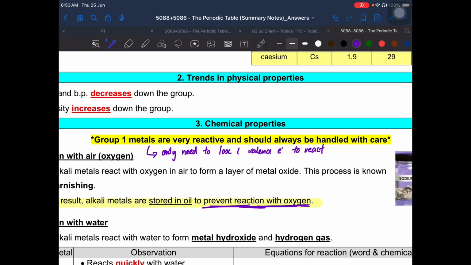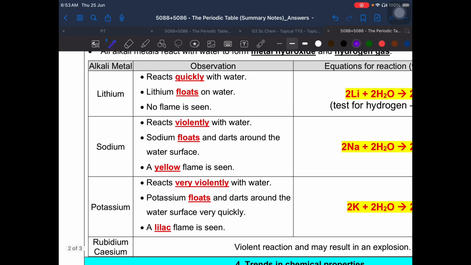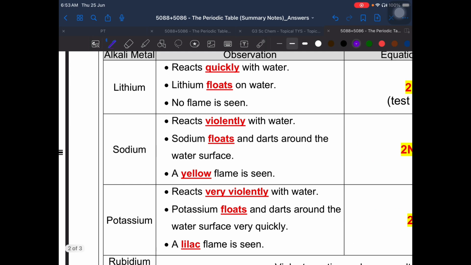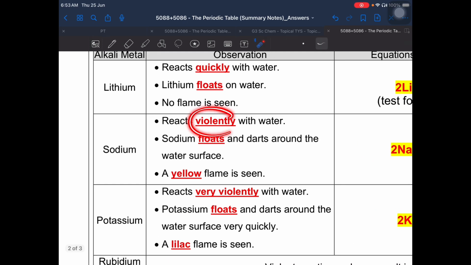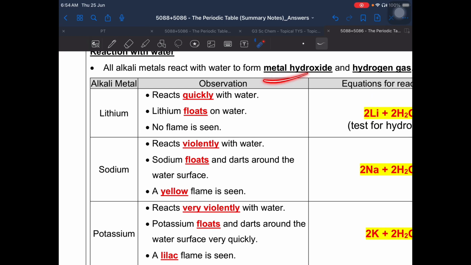So that is why when you look at group 1 metals, we realize that there's a very interesting trend. When they react, if you look at lithium, sodium, potassium, the reaction gets more and more violent, right? You will see flame. These are the unique traits of a group 1 metal reacting with water. Okay, so this is a reaction with water itself, right? And when they react with water, they will always form metal hydroxide and hydrogen gas.